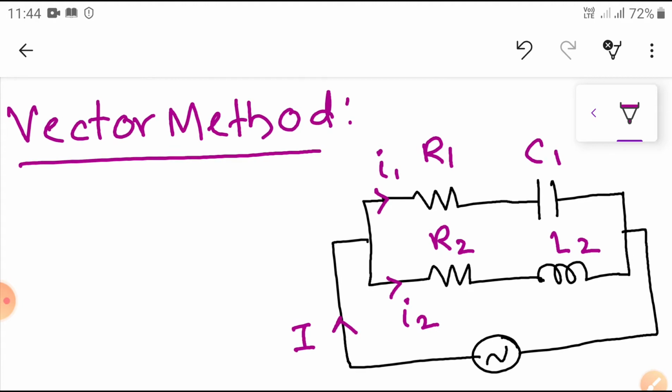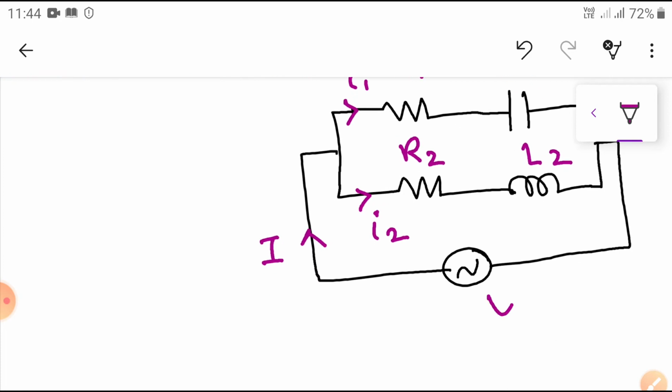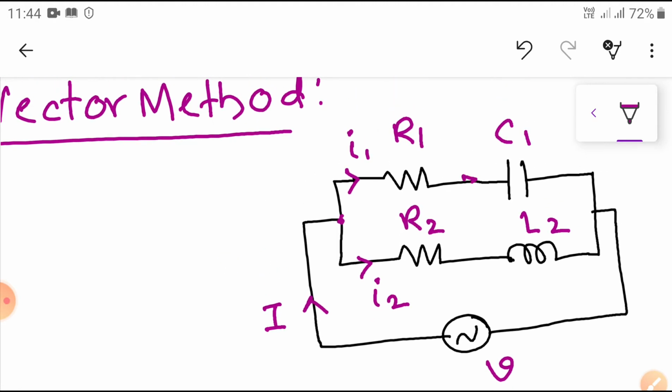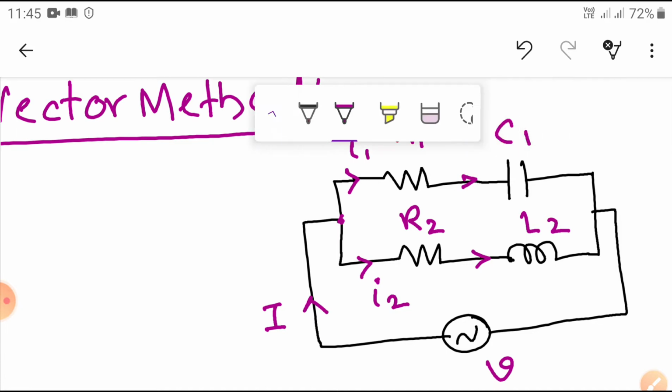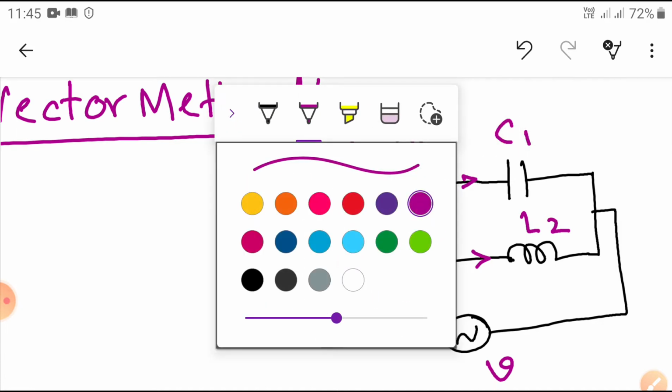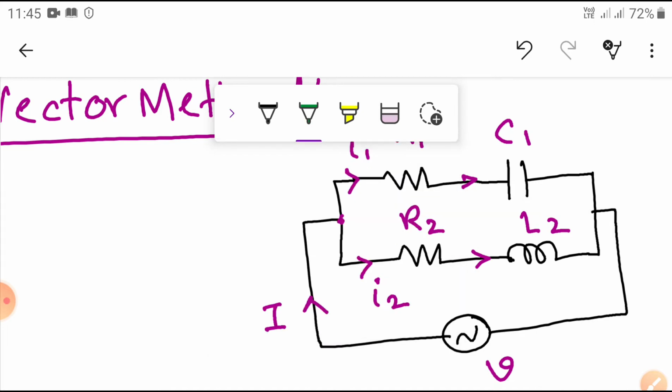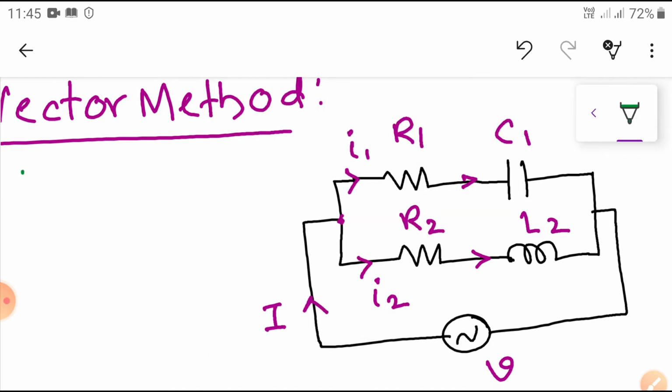Okay, so the applied voltage is equal to V. The same voltage is across the two branches. Okay, let us take this as branch 1 and branch 2. Okay, this is the circuit. Let us take the first branch, branch 1.